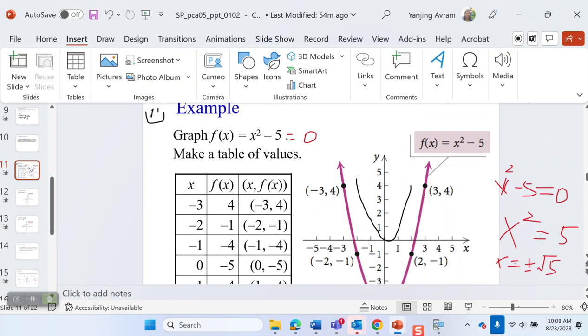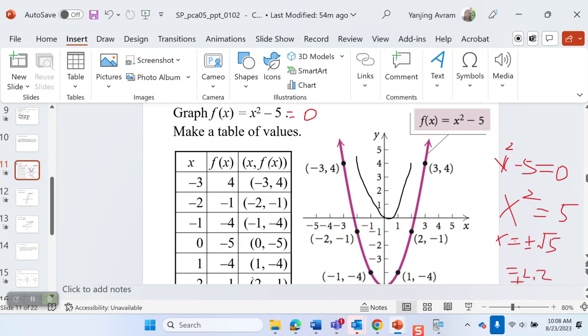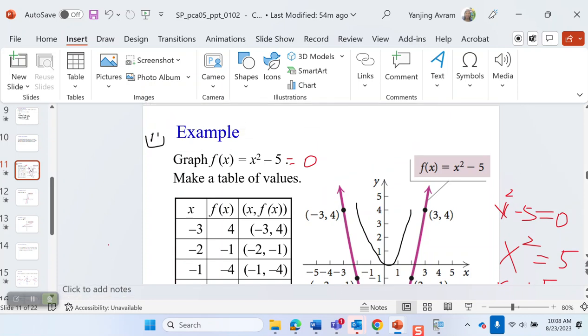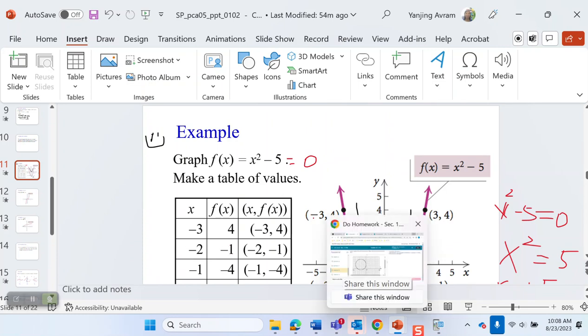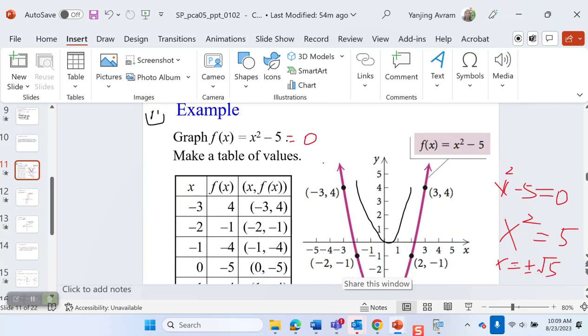I usually only recommend you to do the graphing by hand for the linear, okay? For the parabola, the cubic, all those things, you just understand the sketch, okay? But for the detailed graph, you can put it in a calculator. But I want you to understand at least how that looks like, okay?